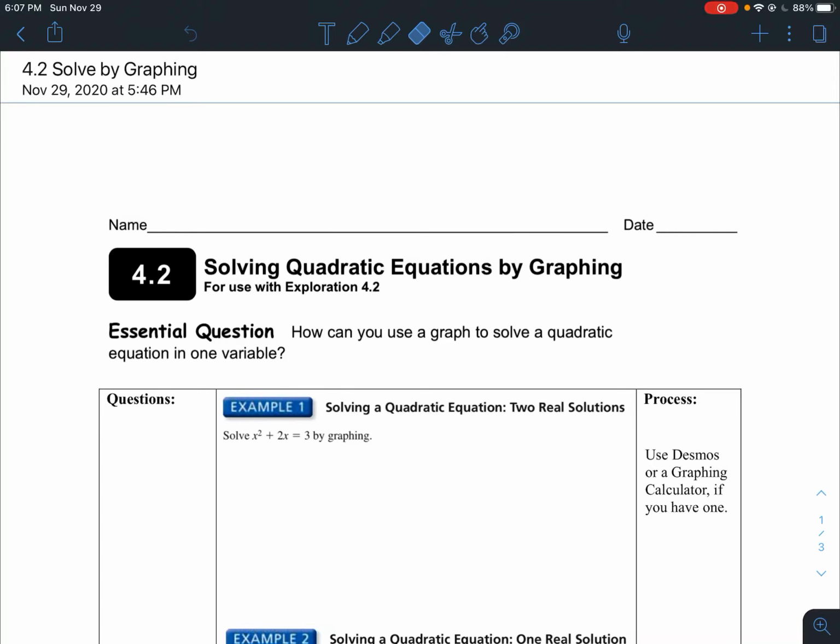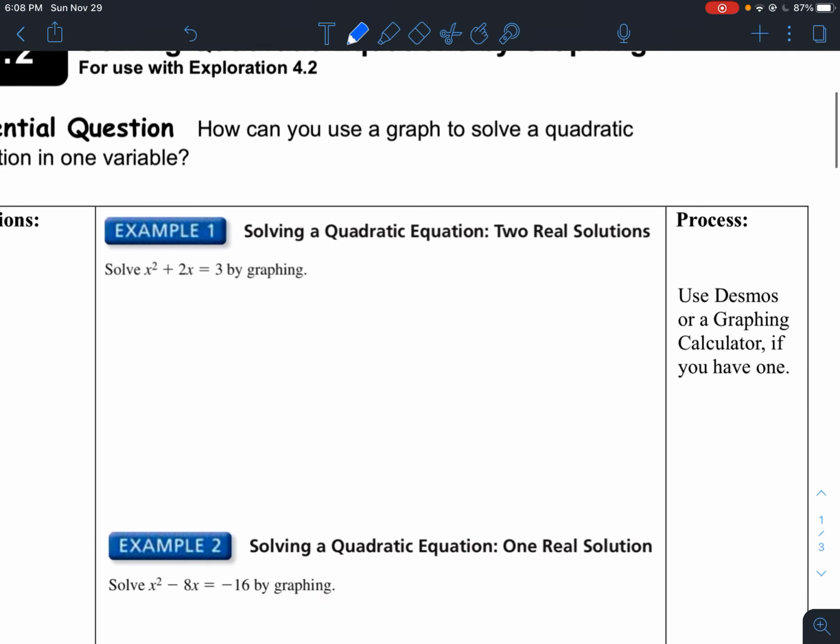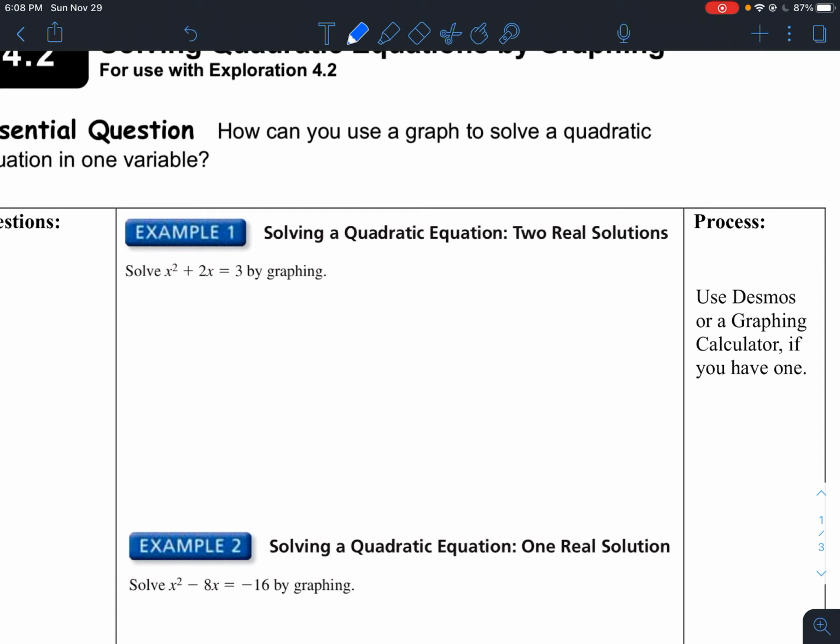Alright, so this time is 4.2, and we're learning to solve quadratic equations by graphing. When you're solving quadratics, this basically means you're trying to find out where the quadratic crosses the x-axis. Okay? So here we're going to be graphing equations to find the solutions. Now you can use Desmos or a graphing calculator, whichever one you have more easy access to.